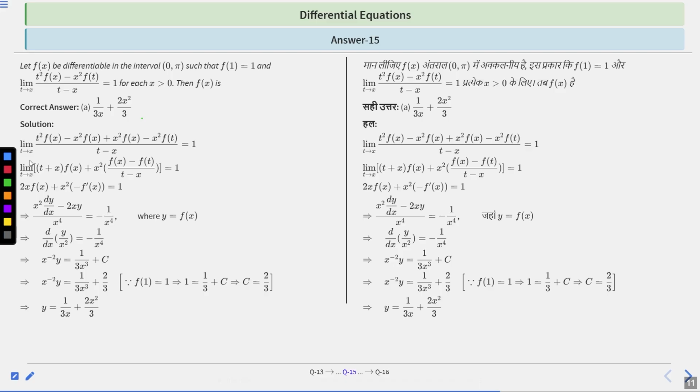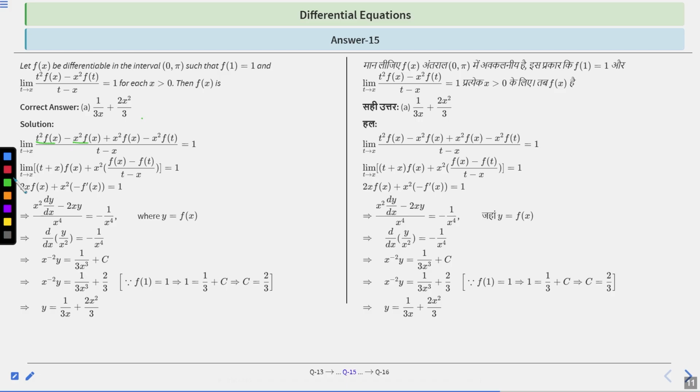Therefore, we will get, see, from first part and second part, if we take f(x) as common, we will get f(x) into t square minus x square, right? Therefore, we will get f(x) into (t plus x) into (t minus x) upon t minus x. Therefore, t minus x and t minus x will be cancelled out, right? So we are left with t plus x into f(x). First part is t plus x into f(x), right? Because t minus x is basically cancelled out in the numerator and the denominator, right?